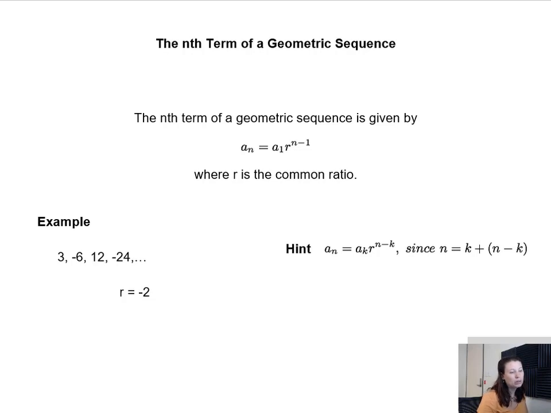Okay, now, there is kind of this little hint, what if you don't have a1, right? So you can set it up just like we could set it up with arithmetic sequences, that n is k plus n minus k, the k cancels out, you get n equals n, so that a_k times r to the n minus k works just as well.